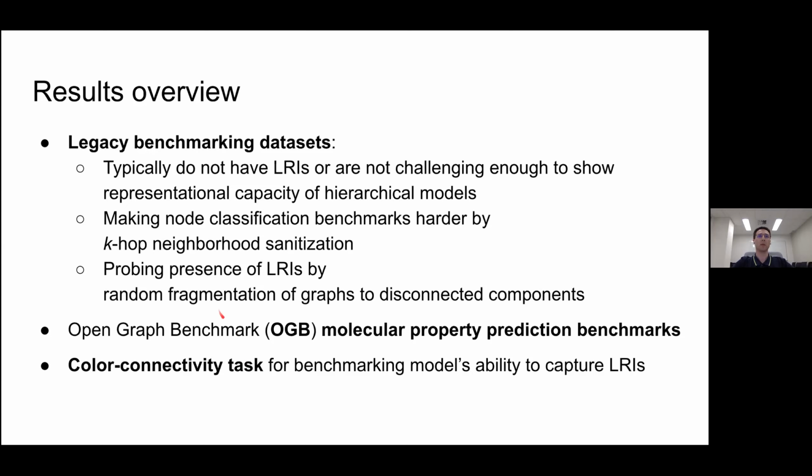And so we benchmarked our model also on the Open Graph Benchmark that has much larger data sets. And we also constructed a new color connectivity task that we designed specifically to isolate the task of learning long-range interactions.